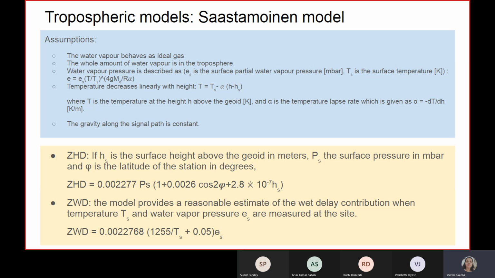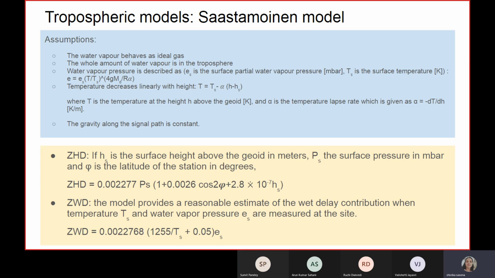These are a few assumptions. So ZHD is obtained if Hs is the surface height of the geoid in meters, Ps is the surface pressure in mbar, and phi is the latitude of the station in degrees. So these are the inputs to the model. So in the Saastamoinen model, you can see the equations. ZHD equals this. We have Ps, we have phi, and we have Hs as inputs.